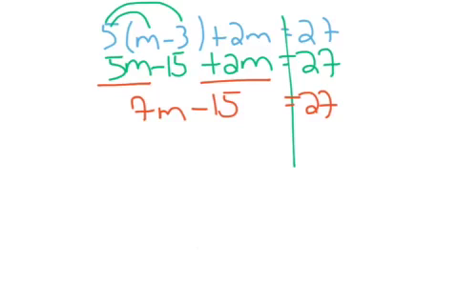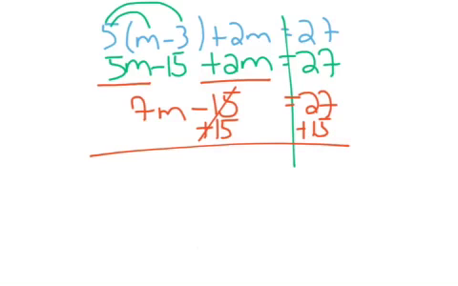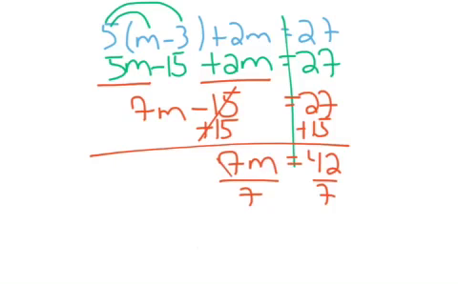Now it's just like your normal problem. To get m by itself, the first thing is to add 15 to both sides. Remember, you're always doing the opposite operation. Those cancel. So I'm left with 7m equals 27 plus 15 is a 42. I'm going to divide each side by 7. So in this case, m would equal 6.